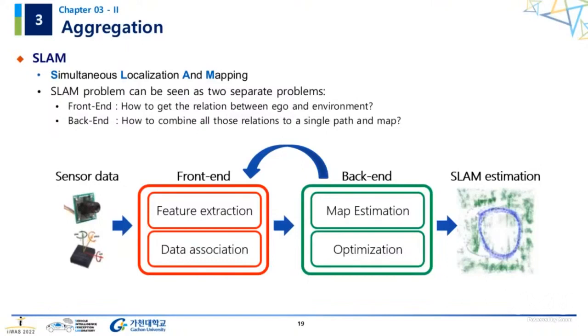The back end performs nonlinear least squares optimization tasks such as bundle adjustment, and optimizes the global locations and surrounding environment structures.